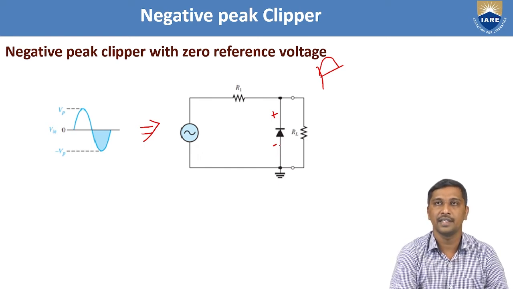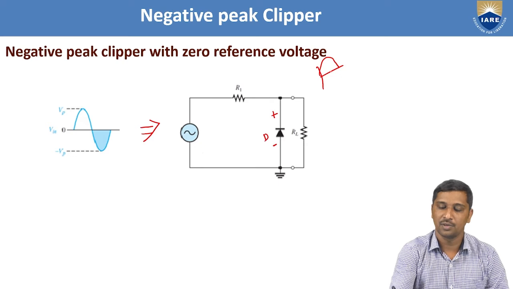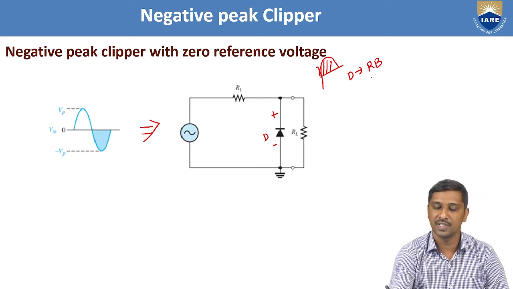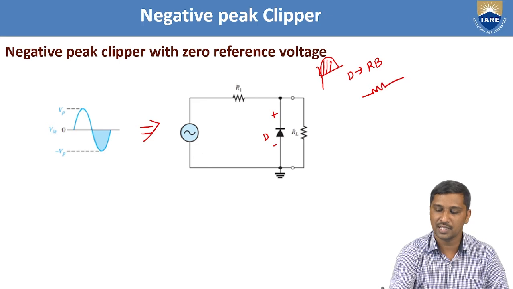And we know that in a diode, if the anode is connected to negative energy with respect to the cathode, we can say that the diode is reverse biased. So under this positive portion, what happens? Your diode becomes reverse biased. Under this condition, the diode becomes reverse biased. If the diode is reverse biased, what is the equivalent circuit?